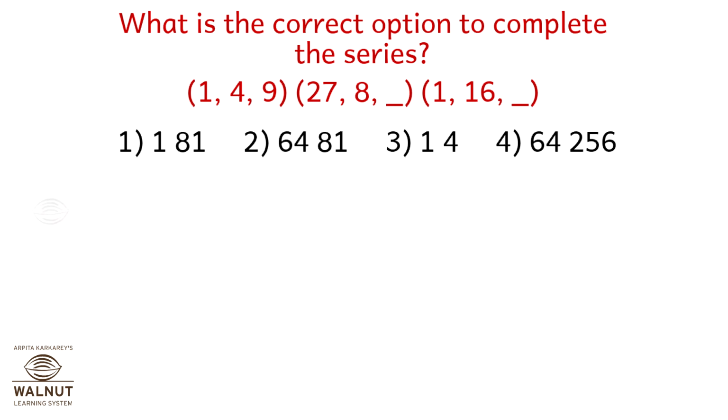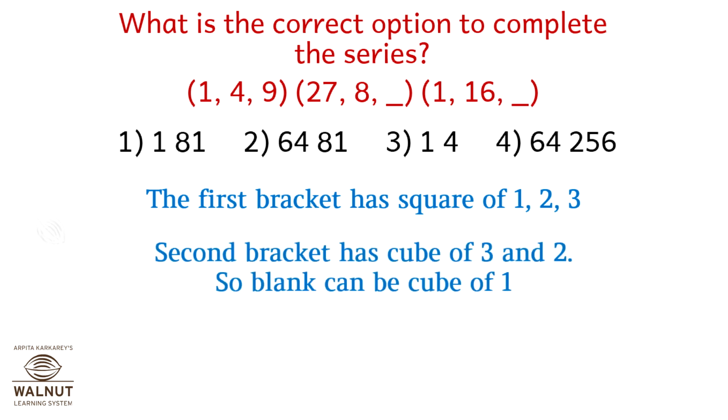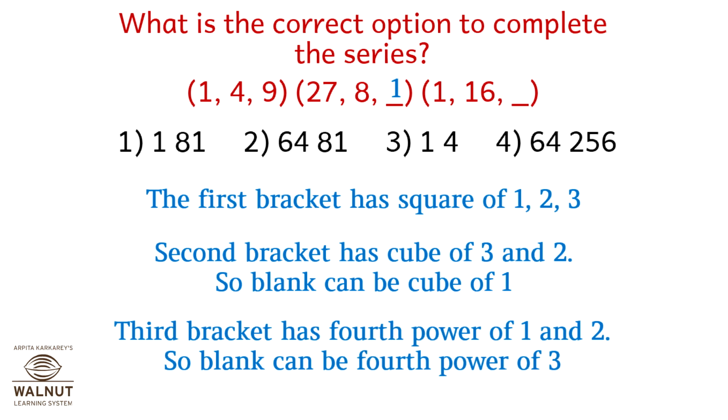What is the correct option to complete the series given below? The first bracket has square of 1, 2 and 3. The second bracket has a cube of 3 and 2. So blank can be a cube of, guess, 1. The third bracket has fourth power of 1 and 2. So blank can be the fourth power of, guess, 3. 81. So yeah, we have an option for that too. Option number 1. Good job.